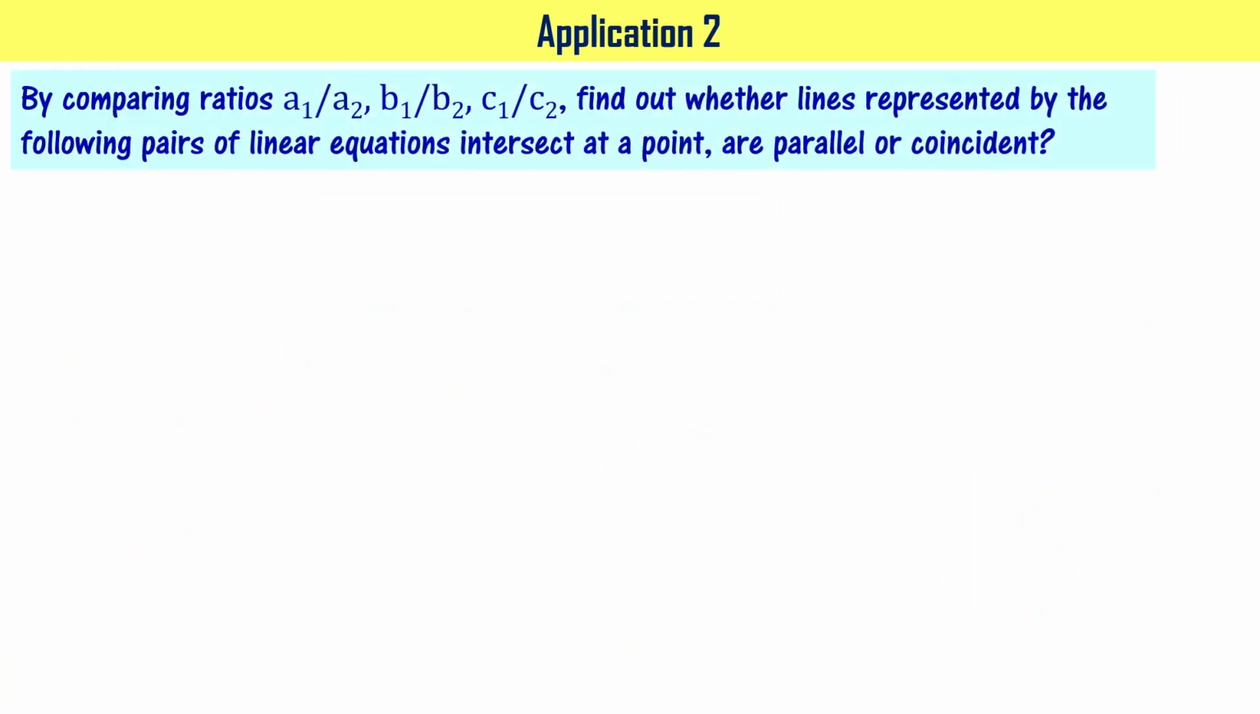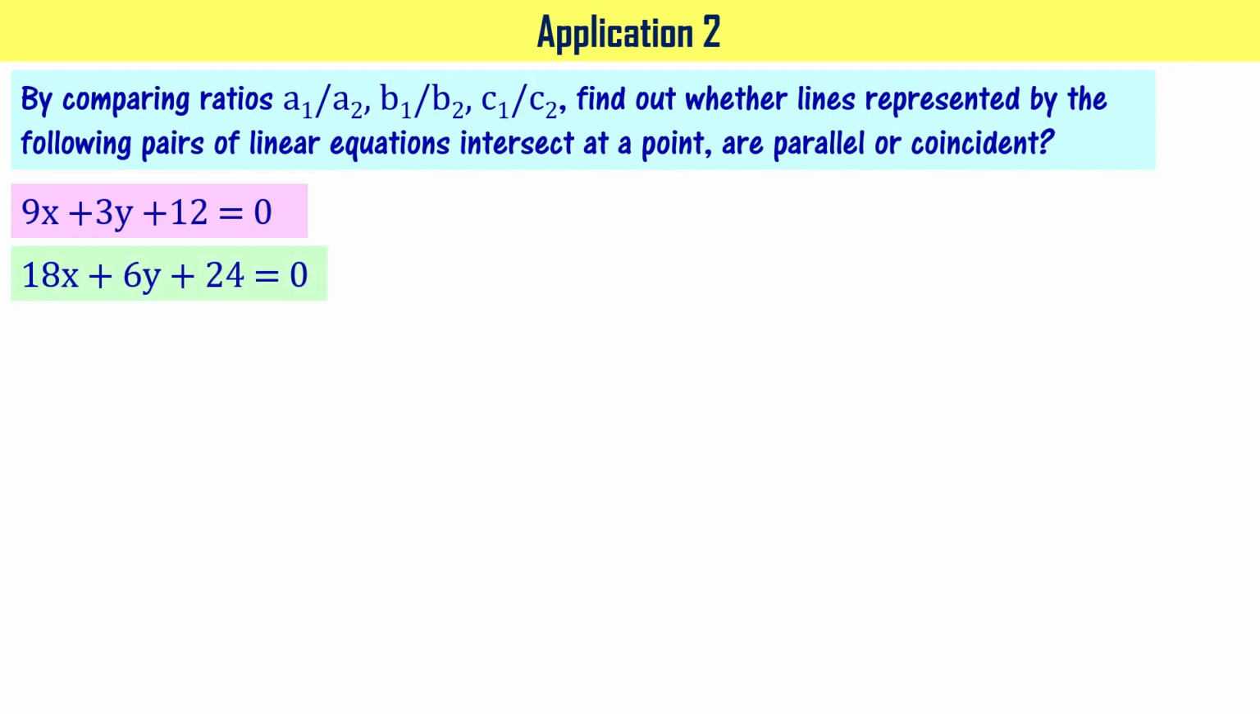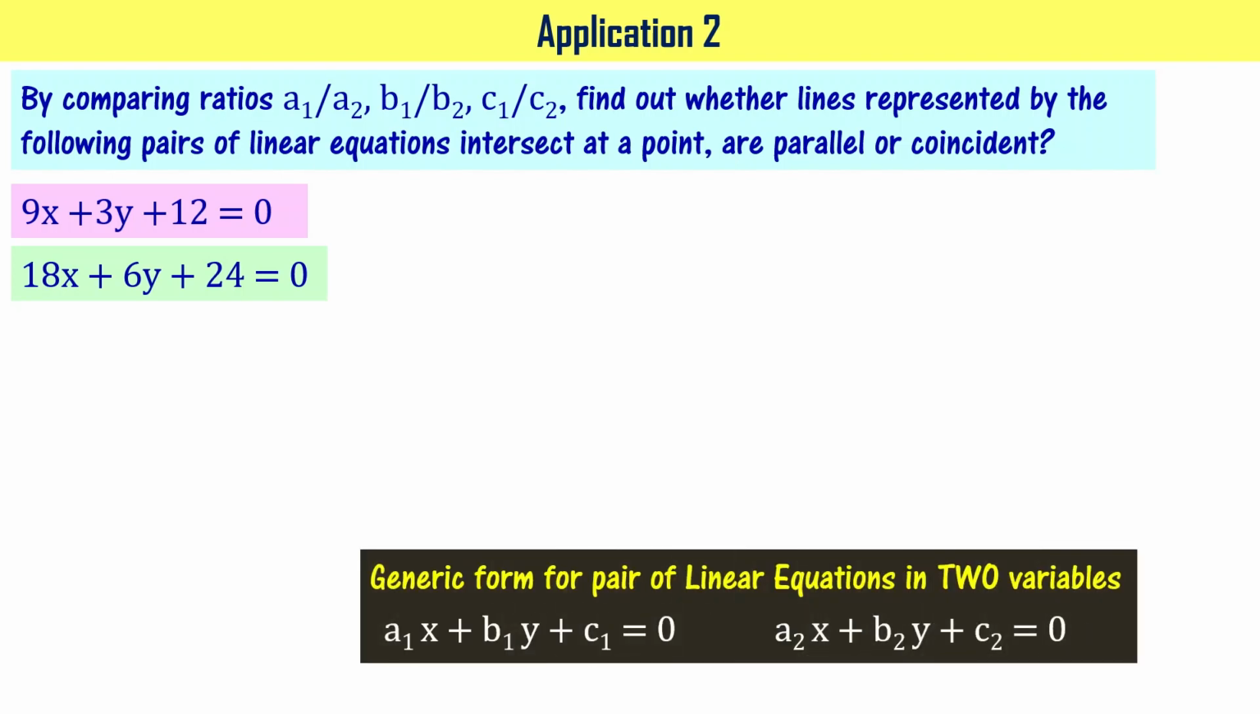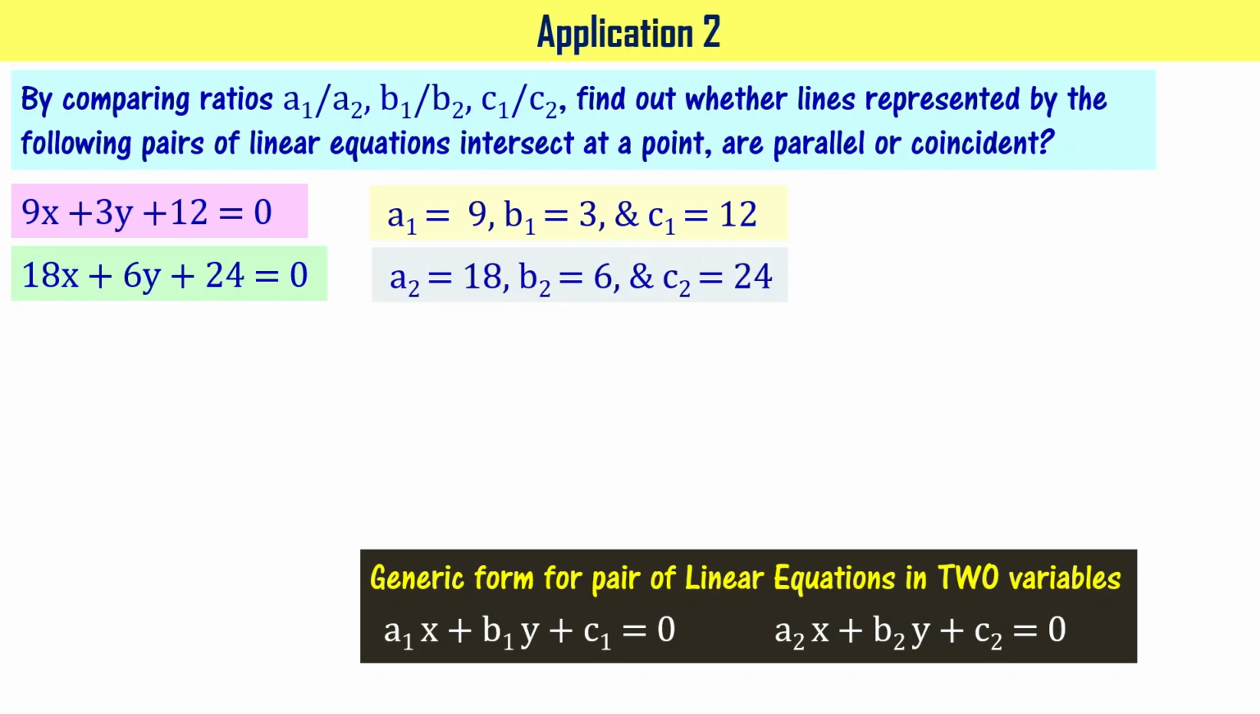By comparing ratios a1 by a2, b1 by b2, c1 by c2, find out whether the lines represented by the following pairs of equations intersect at a point, are parallel, or coincident. The equations given are 9x plus 3y plus 12 equal to 0 and 18x plus 6y plus 24 equal to 0. Compare these equations with the generic form for a pair of linear equations in two variables so that you can say a1 equal to 9, b1 equal to 3, and c1 equal to 12. a2 equal to 18, b2 equal to 6, and c2 equal to 24, right?